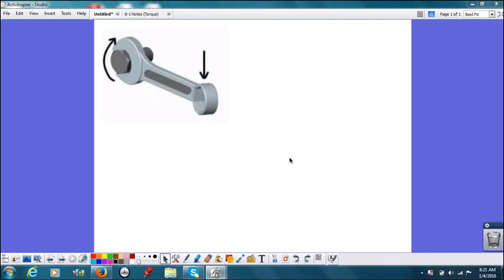Alright, today we're going to talk about how we can get something to rotate. So up here I've got a picture of a wrench and a bolt. And I want this wrench to rotate around its axis of rotation, the point right there. Okay? So how can I get that to happen?